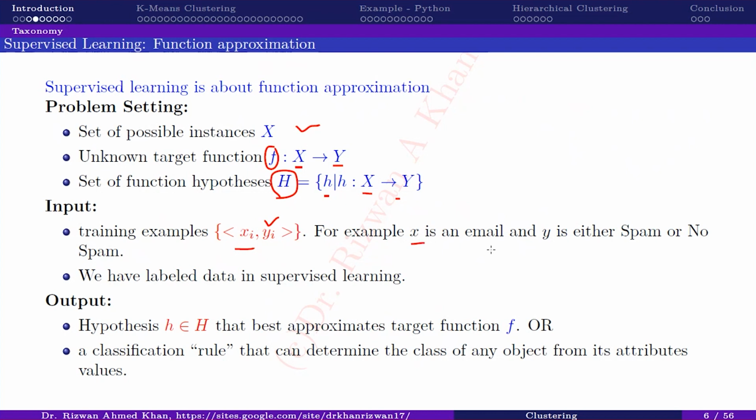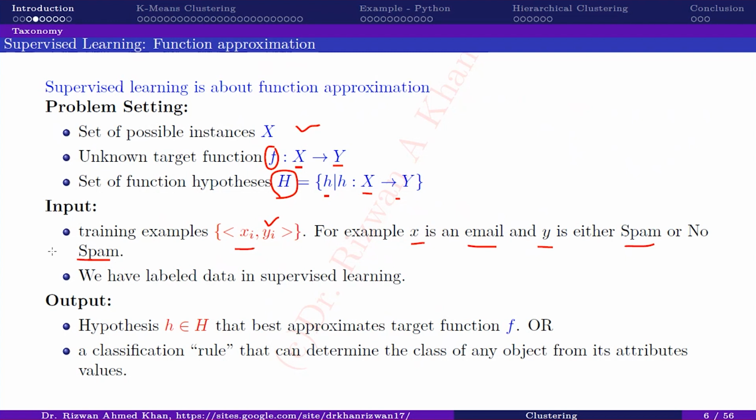For example, x is an email and y is the label of whether this email is spam or not spam. Or in terms of images, let's say you give an image of a certain object and y would be the correct label for that object. So if this is an image of a known personality or celebrity, then the label would be the name of that person. Right?